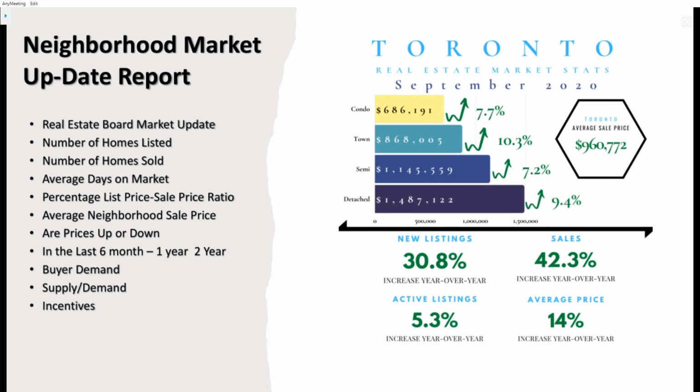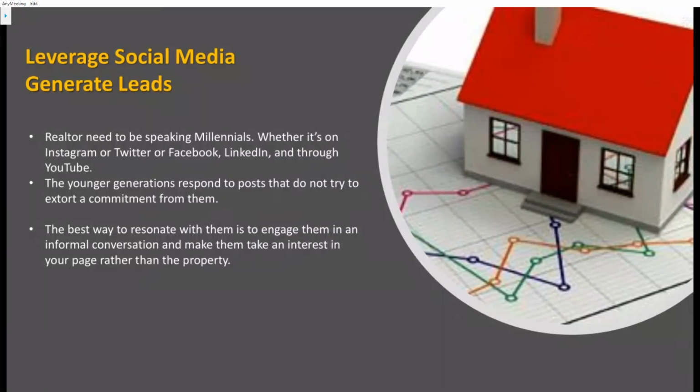Okay, so as I say, average list price to sale price ratio, average neighborhood sale prices. Prices are up, they're down. Last 6 months of last year, buyer demand, supply and demand, incentives. This is all the stuff that you can post about, and it doesn't always have to be in one newsletter. Spread it around. It makes it more frequent.